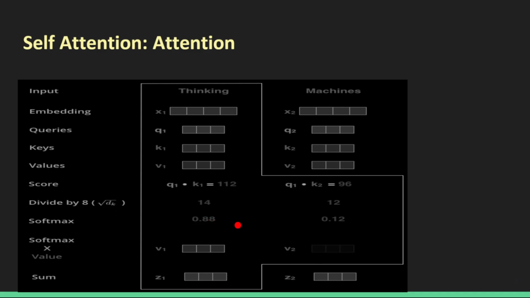Then, as mentioned before, pass these values, 14 and 12, through a softmax layer, and there you go. You got your attention. So this word is paying a lot of attention to itself, a little bit of attention to the word next door. But we're not done yet. The purpose was to create an attended representation, not just the attentions.